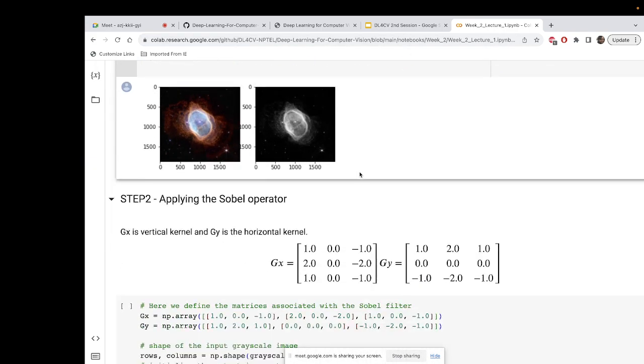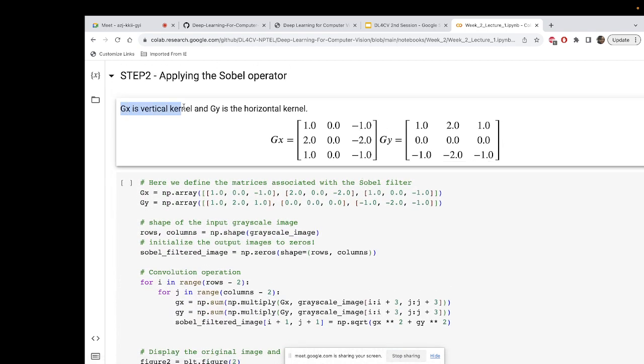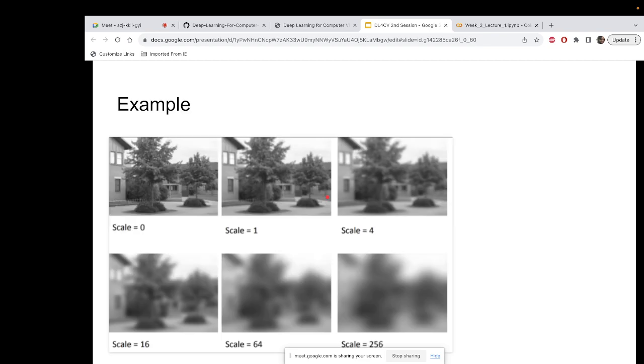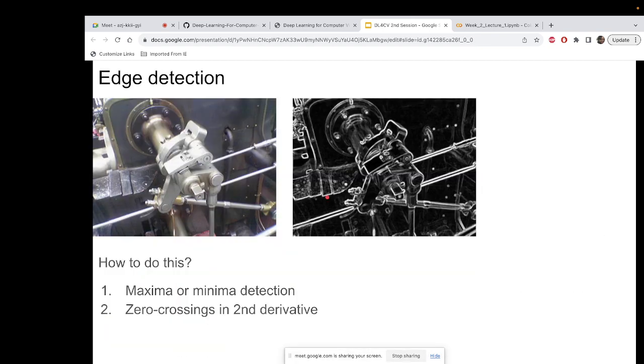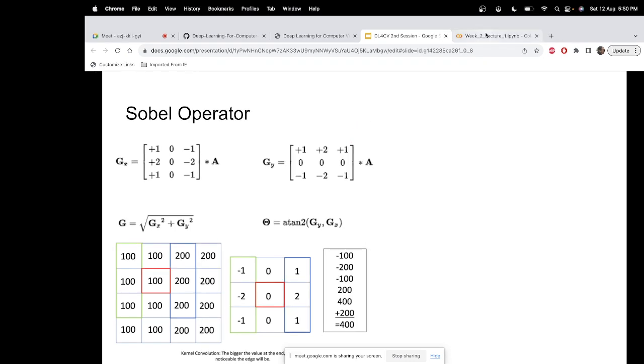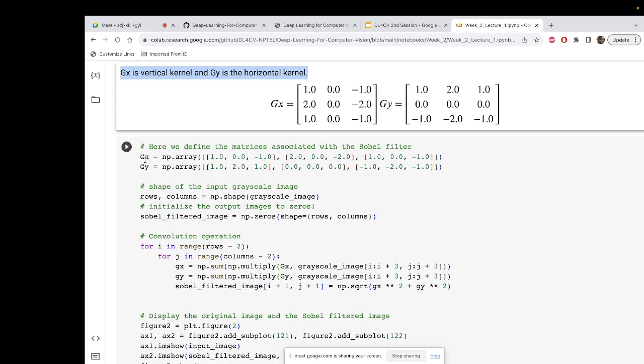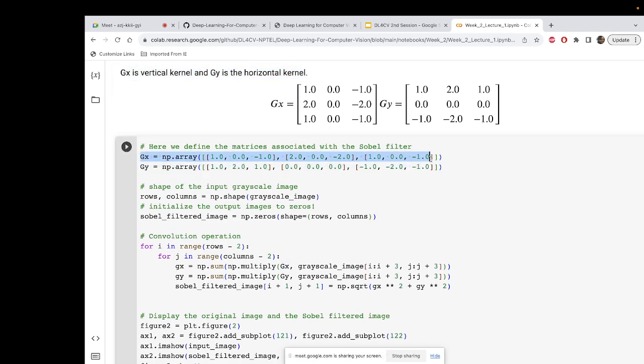Now we'll look at the main part, which is the application of the Sobel filter. Like we said in the slides, Gx is a vertical kernel, Gy is the horizontal one. Again, let's put the slides in the correct position so that we can refer to them. This was our Gx, the filter for the x component, and this was our filter for the y component, right? It's already given here. Now what we'll do is put this Gx into an array.